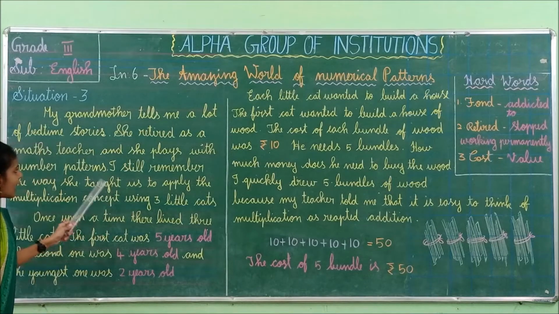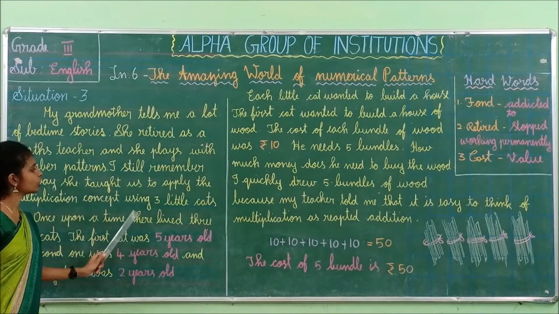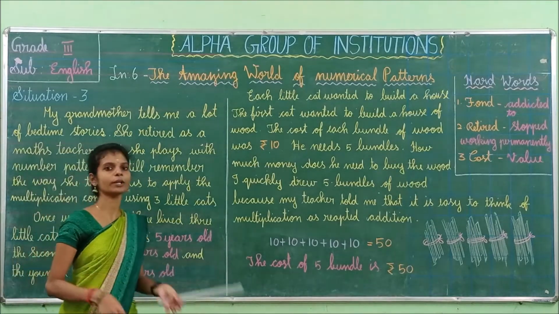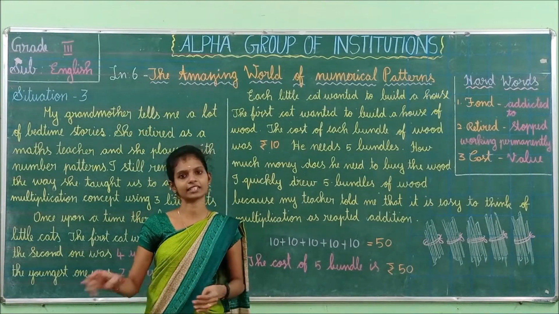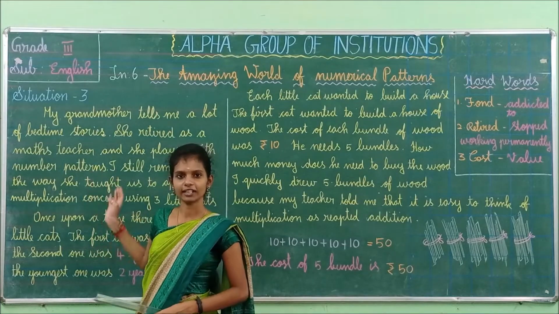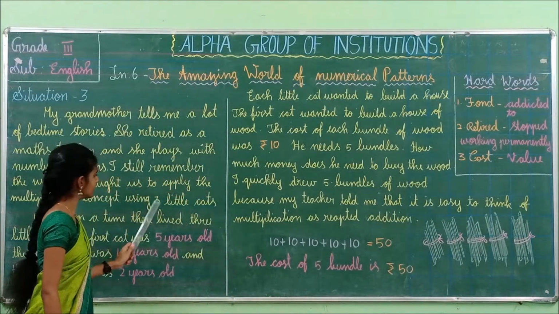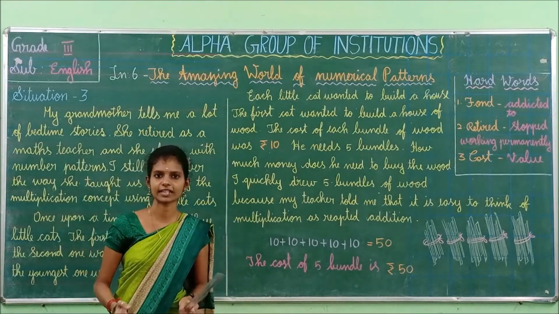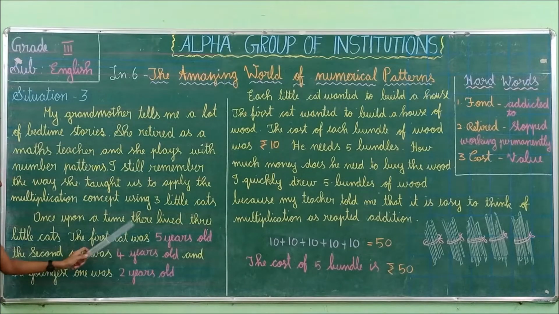I still remember the way she taught us to apply the multiplication concept using three little cats. Children, you know in mathematics there are many concepts: addition, subtraction, multiplication, division, etc. In that, this grandmother taught me the multiplication concept using three little cats. She taught her grandson using three little cats. Once upon a time, there lived three little cats. The first cat was 5 years old. The second one was 4 years old. And the youngest one was 2 years old.